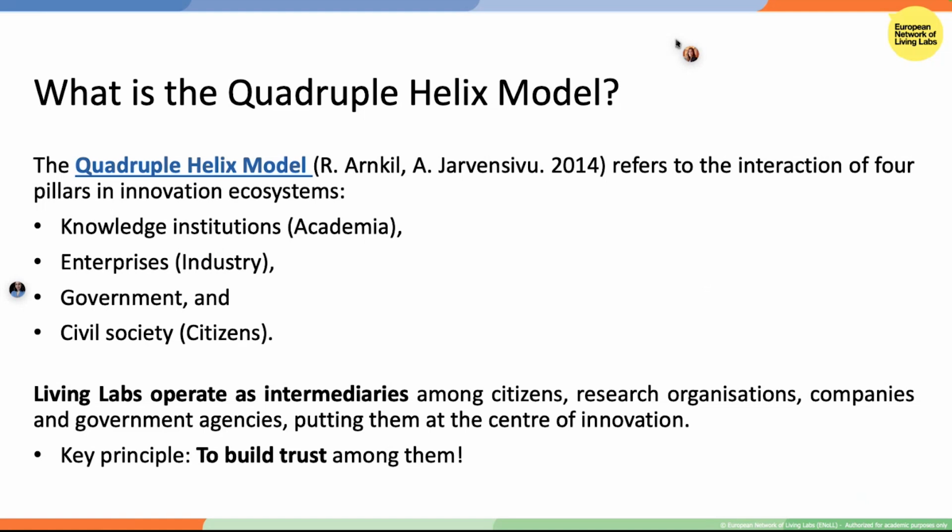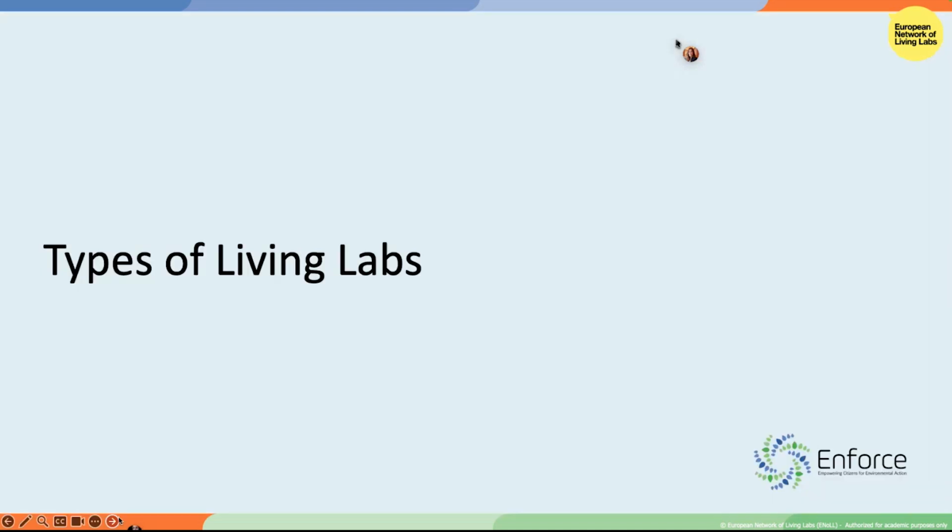So what we understand from this is that living labs are characterized by a multi-stakeholder approach. So, as I was saying, not only citizens are at the very heart of living labs, but the whole range of stakeholders from the quadruple helix with different interests, needs, and peculiarities. And as you can see, the key principle of dealing with the quadruple helix model is to build trust among stakeholders, because trust will be what will ensure your living lab success.